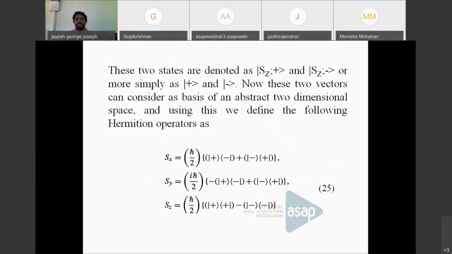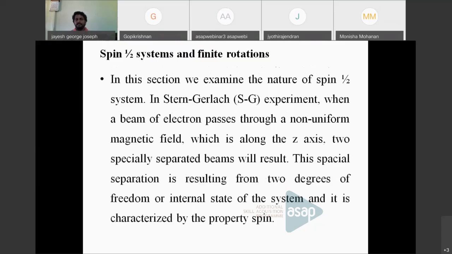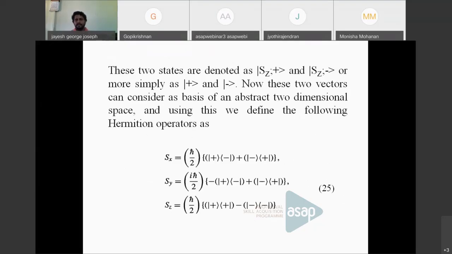Now these 2 states we can consider as the basis of our abstract 2-dimensional space, and using this we define the following Hermitian operators. From our Stern-Gerlach experimental setup, we observed that there are 2 kinds of beams, one we term up and the other down, on the basis of the direction of the magnetic field. So here we are saying that the spin has 2 degrees of freedom, one up and the other down, denoted as plus and minus. We are considering an abstract space, and in that space the basis is taken as plus and minus.